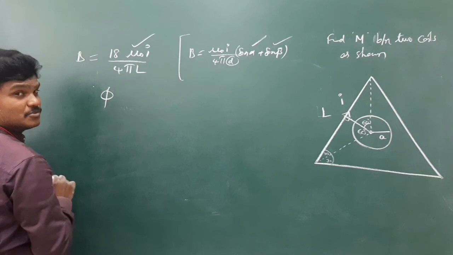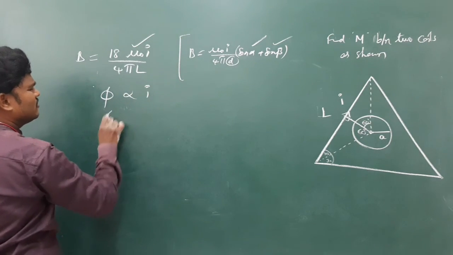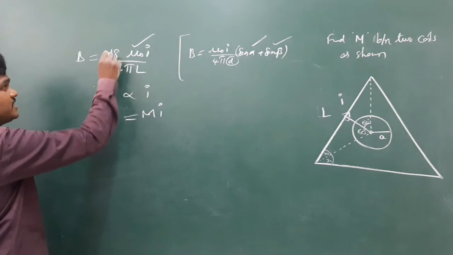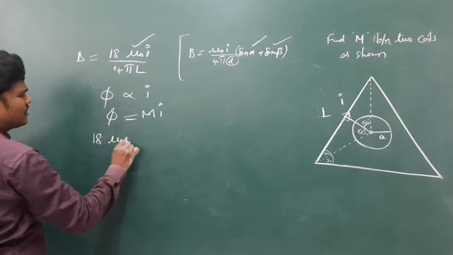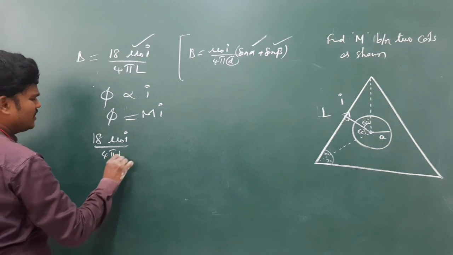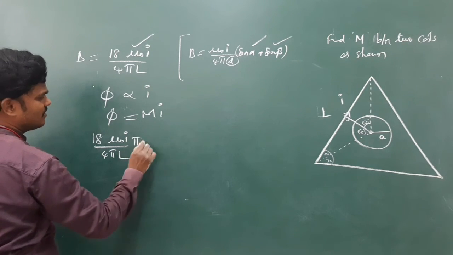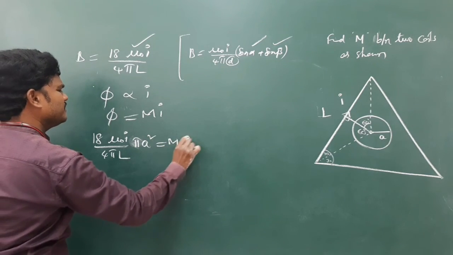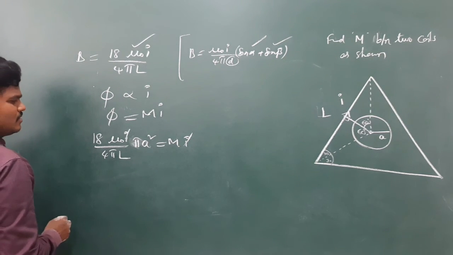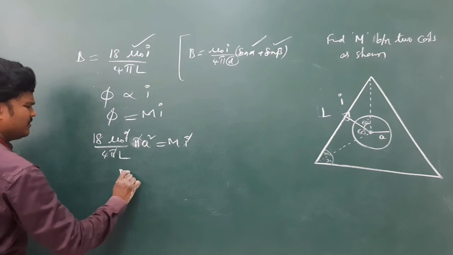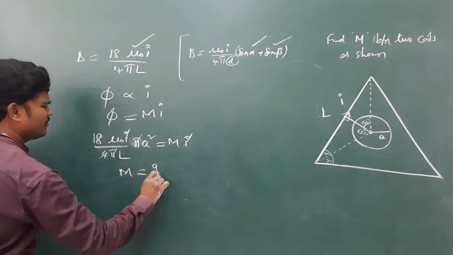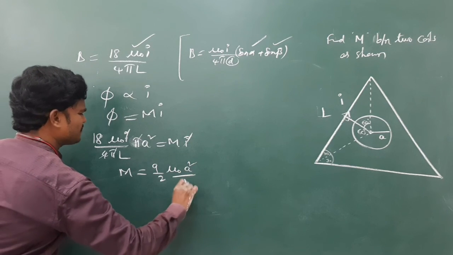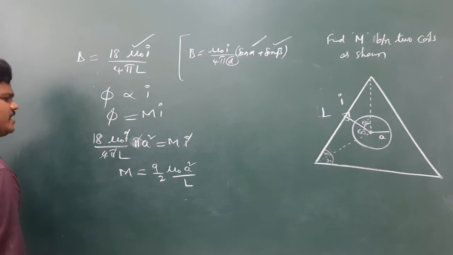Then flux through a coil is proportional to current. Flux is equal to M I. This is nothing but B A. What is B? 18 mu naught I by 4 pi L. A, area of the circle, pi A square. M I, so I gets cancelled. Pi gets cancelled. M is equal to, this is 9, 9 by 2 mu naught A square by L.